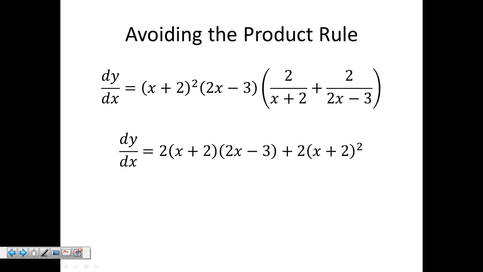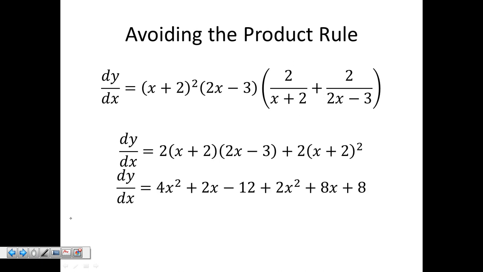And I can even go a step further from right here. If I go ahead and FOIL things together, I can start to see that I have a lot of common terms that I can combine. I can combine the 4x squared with the 2x squared. I can combine the 2x and the 8x. So when all is said and done, this derivative is equal to 6x squared plus 10x minus 4.